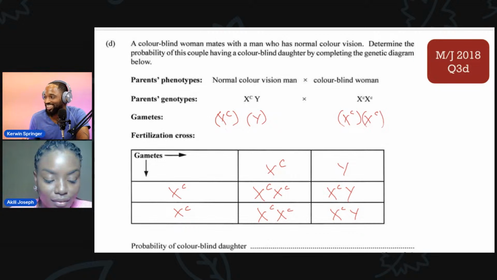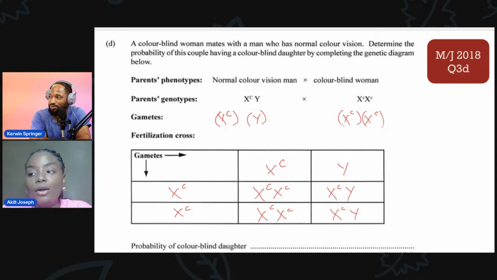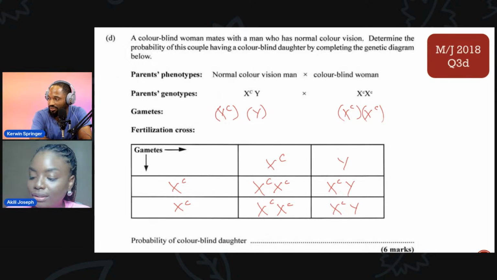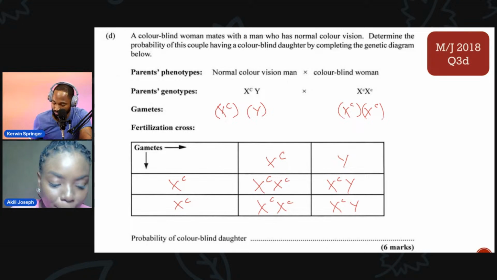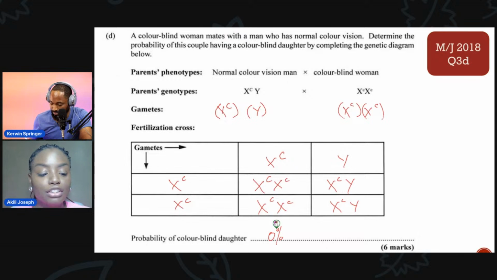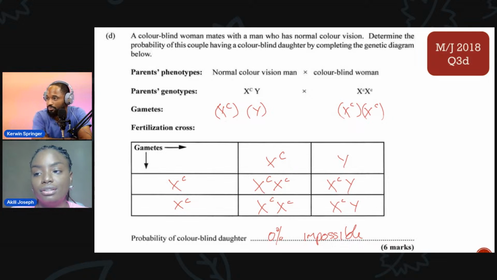So, the probability of a colorblind daughter here? 0. It is impossible for them to have one, because daddy is going to give that normal X to all of his daughters.